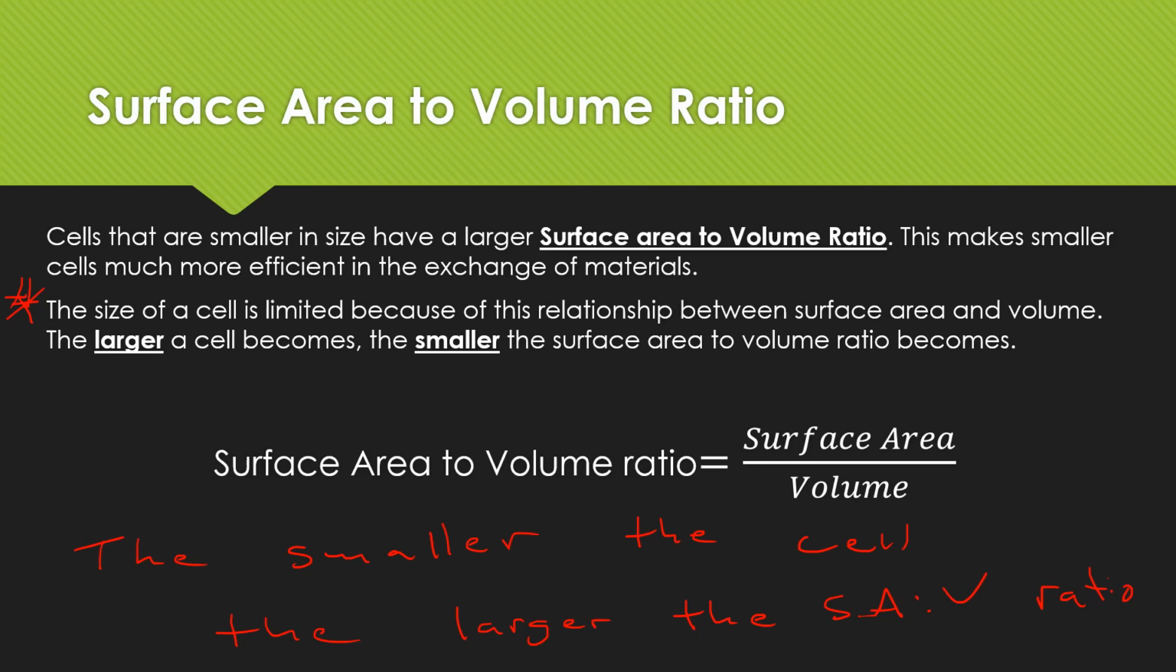Now, this is in your data booklet. You do not have to memorize this formula. You can find it in your data booklet on the very last page under Unit C. Like all formulas that we've talked about in Science 10, you do not have to memorize this. What you do have to memorize is that the smaller the cell, the larger the surface area to volume ratio. So the bigger this number, the better.